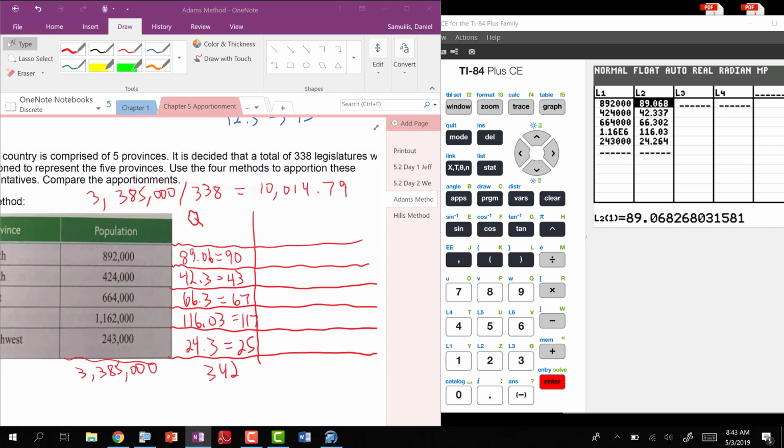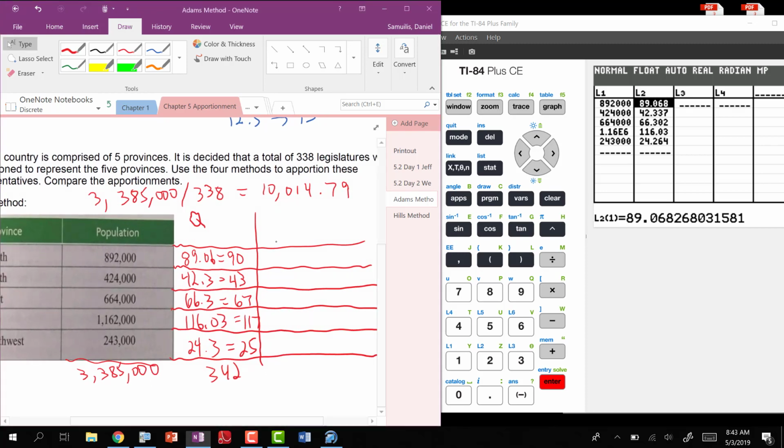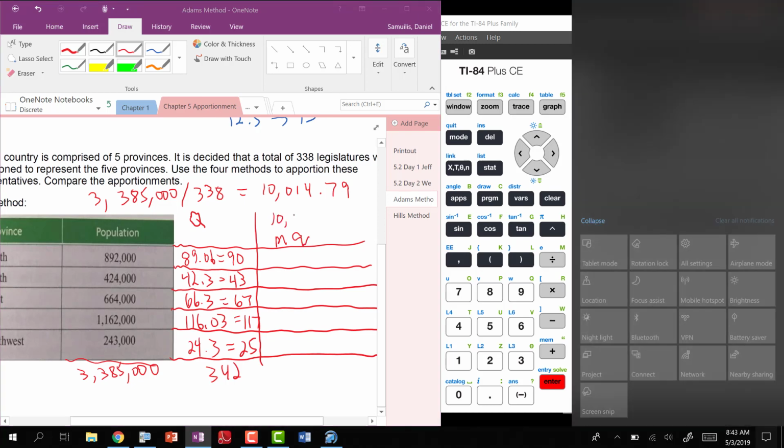And that's what I want you to write here for this modified quota. What is the divisor? So modified quota, what do you think? How about 10,100? Want to give it a whirl?